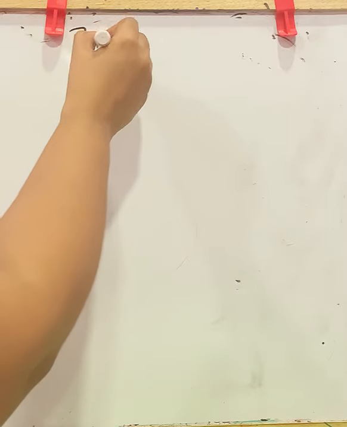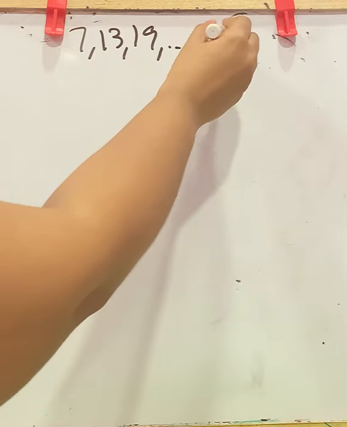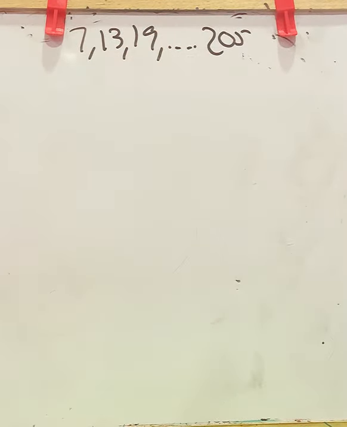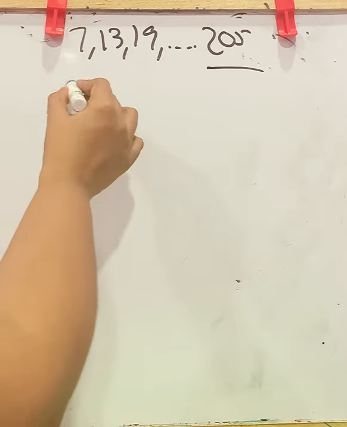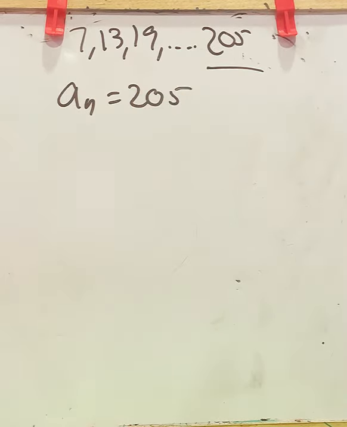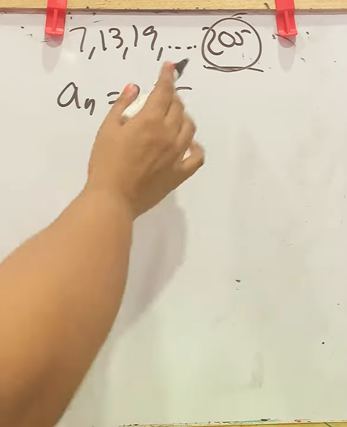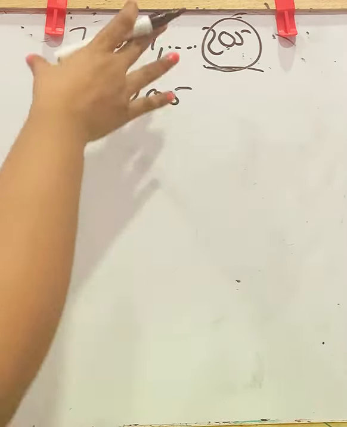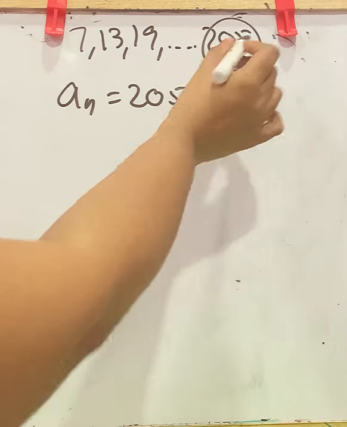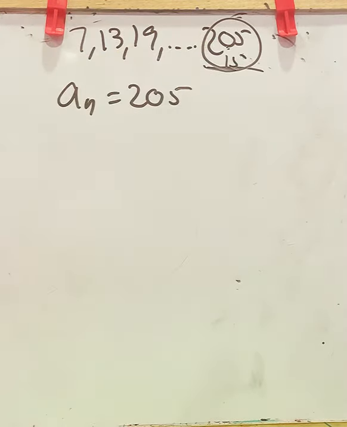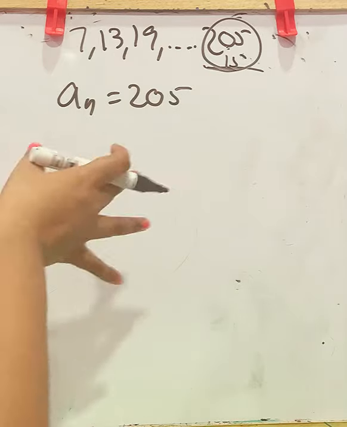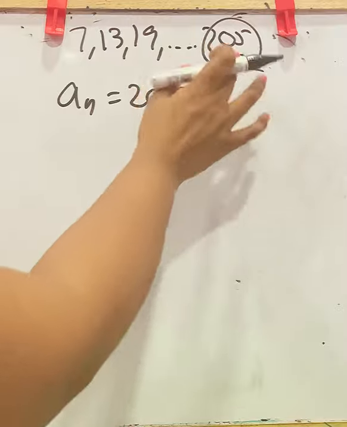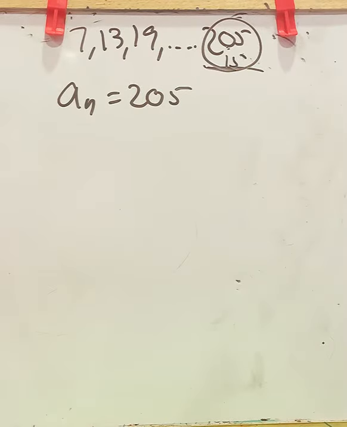Find the number of terms in each of the following AP. 7, 13, 19, etc., 205. This is a finite AP and this is the last term, that is an. We have 205. If we know this position, then only we can say how many terms are there in the AP. So first we have to find the position of this. Then we will get an answer. If this is 15th position, we can say 15 terms are here. If it is 16th position, you can say 16 terms are here. So you have to find the position of this. That is n. Position means n.